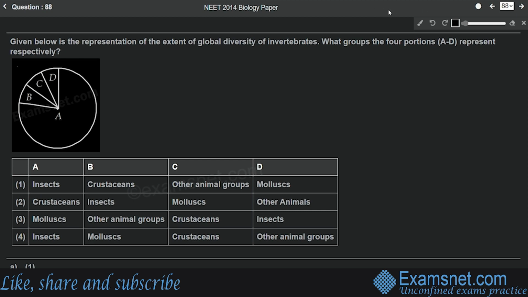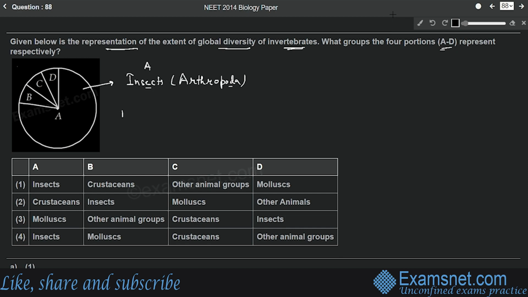Question number 88 is from the chapter Animal Kingdom, and the question is, given below is the representation of the extent of global diversity of invertebrates. What groups of the four portions A to D represent respectively? Okay, so A is the largest one, so it will have insects. Because insects belong to the phylum Arthropoda, which is the largest phylum. So out of all the options that are mentioned here, insects will be largest in number or the most diverse group. So A represents the insects.